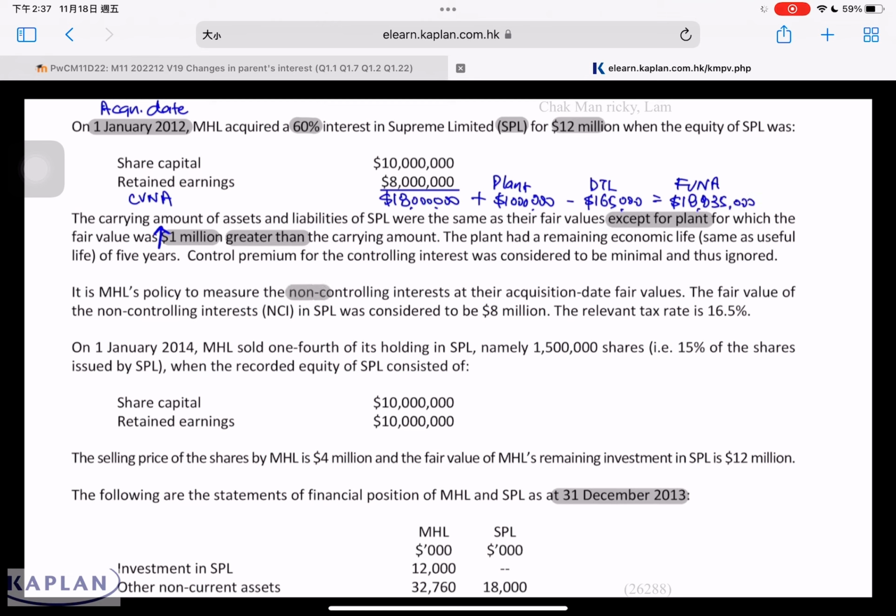Do not forget we have this NCI. The company policy is to measure NCI, which is the 40%, initially at acquisition date fair value. And the fair value of NCI is equal to $8 million. If the NCI is at fair value, it means it's a full goodwill.